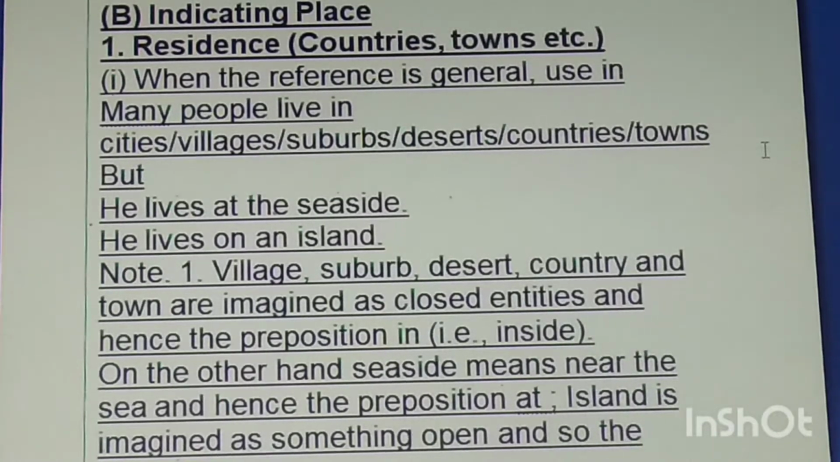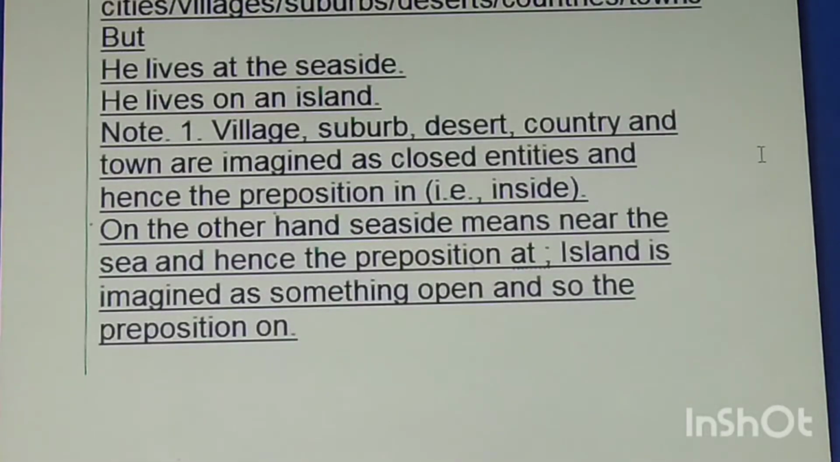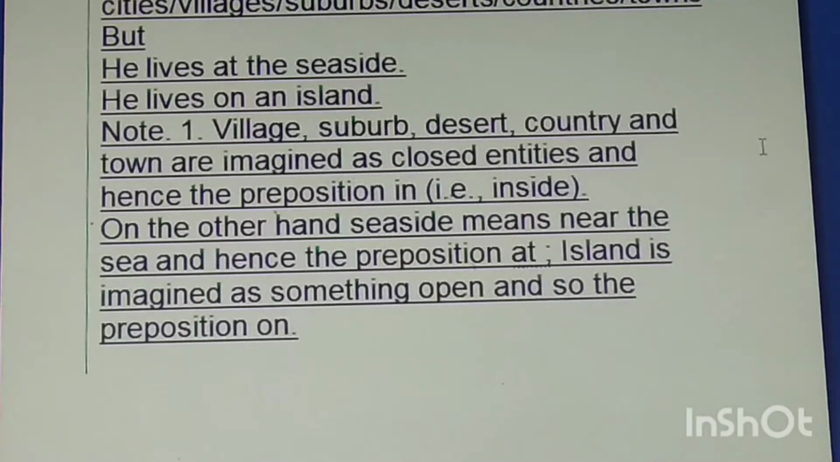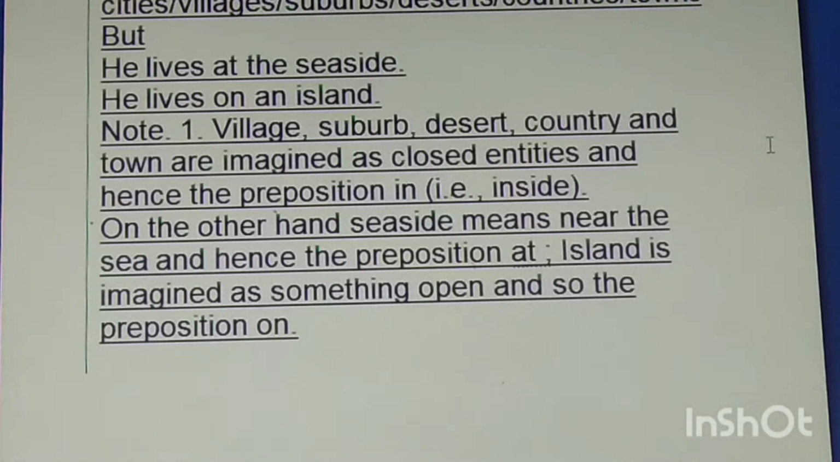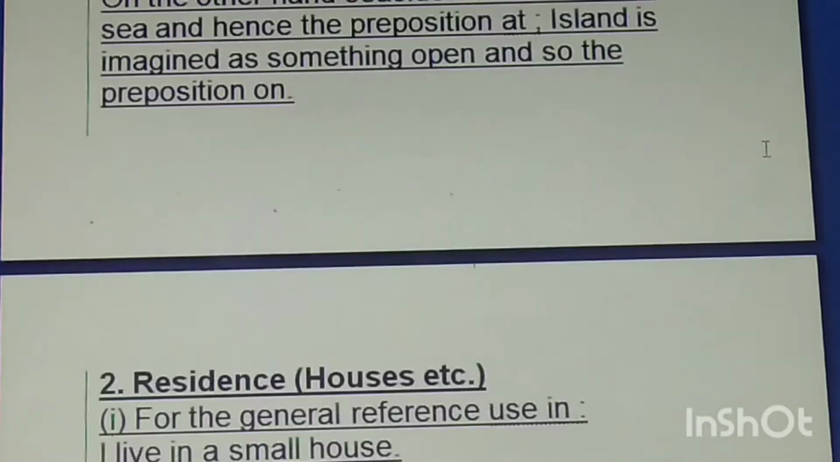Now, on the other hand, seaside means near the sea. Right? Right, children? And hence the preposition at. Island is imagined as something open, wide, and so the preposition on is used. Children, did you get it? Come on, read it once again and note down. I'll give you time for doing that. Very important, children. Please note down.